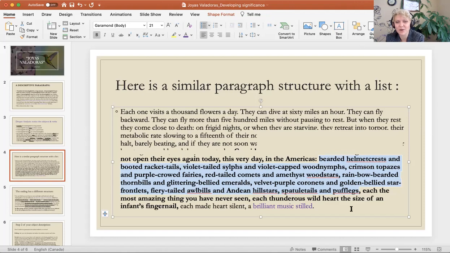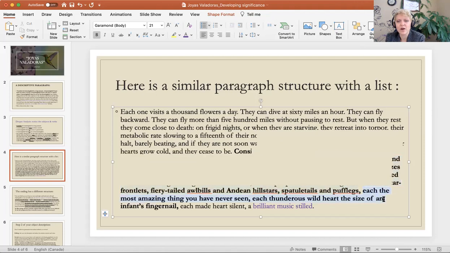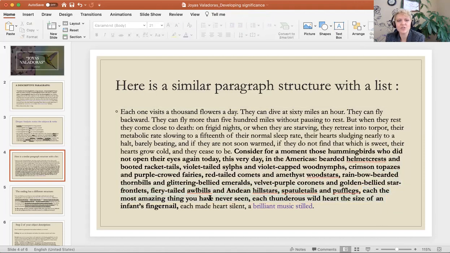I've seen a picture of puffleg. They have very fuzzy legs, very cute. And then, so again, why didn't the list begin with, I mean, it could have been organized alphabetically, for example. What is the logic behind this organization is an interesting question to ask. And as an author, you make these choices when you describe.